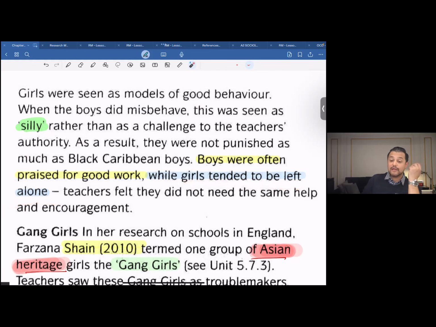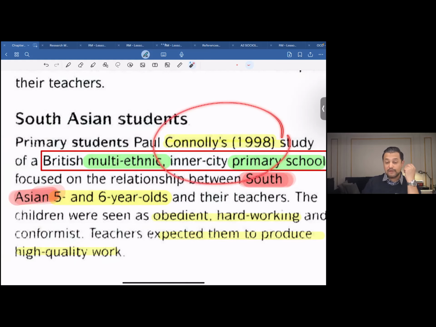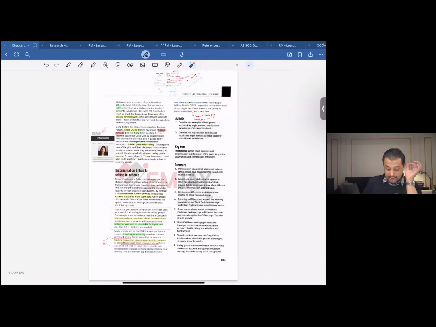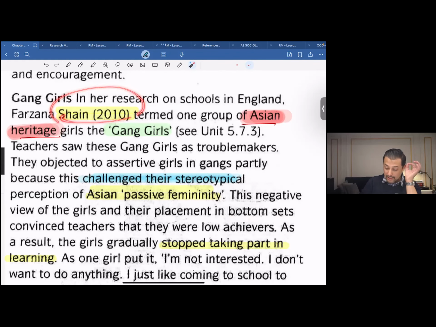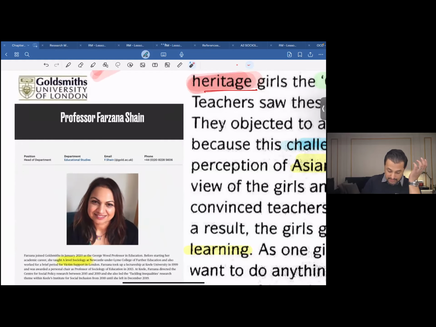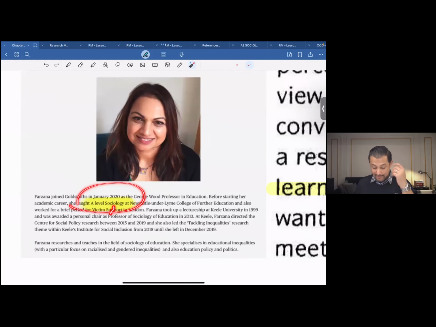So, we spoke about the study that was conducted by Connolly in 1998. To sum it up, according to Connolly, teachers held a positive perception about these South Asian kids. In line with this, we'll move on and discuss the study that was conducted by Farzana Shain, again on Asian heritage girls. Before we move on, this young lady, Farzana Shain, has also taught A-level sociology, just in case you find that interesting.